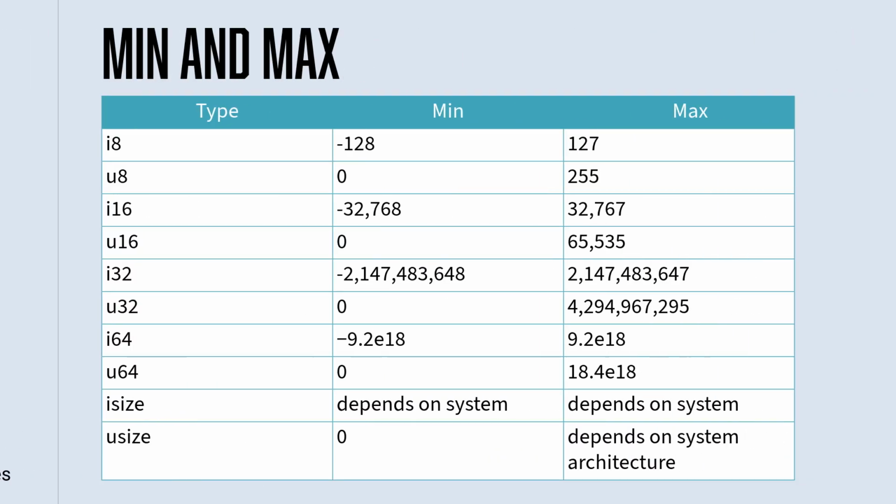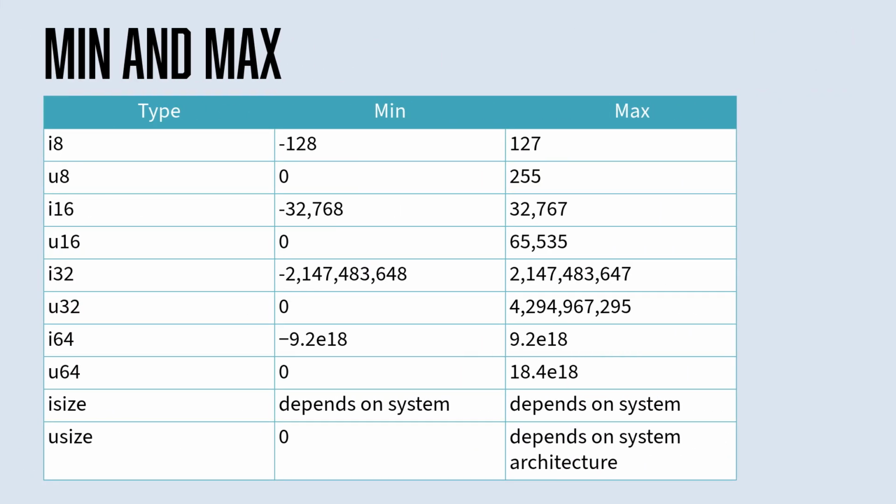Each of these types takes up a set amount of space in memory. Signed integers can be both positive and negative. Unsigned integers can only be positive, so they can store bigger numbers on the high end.